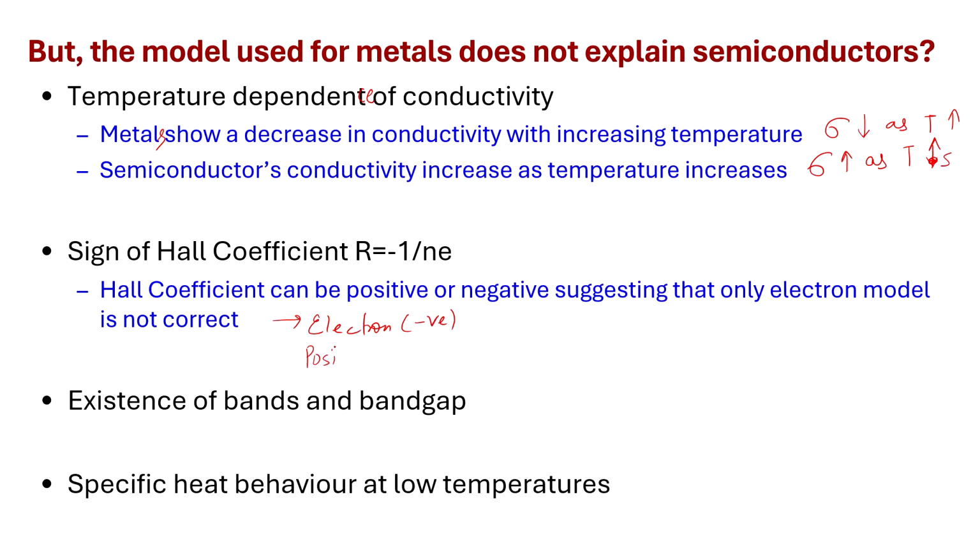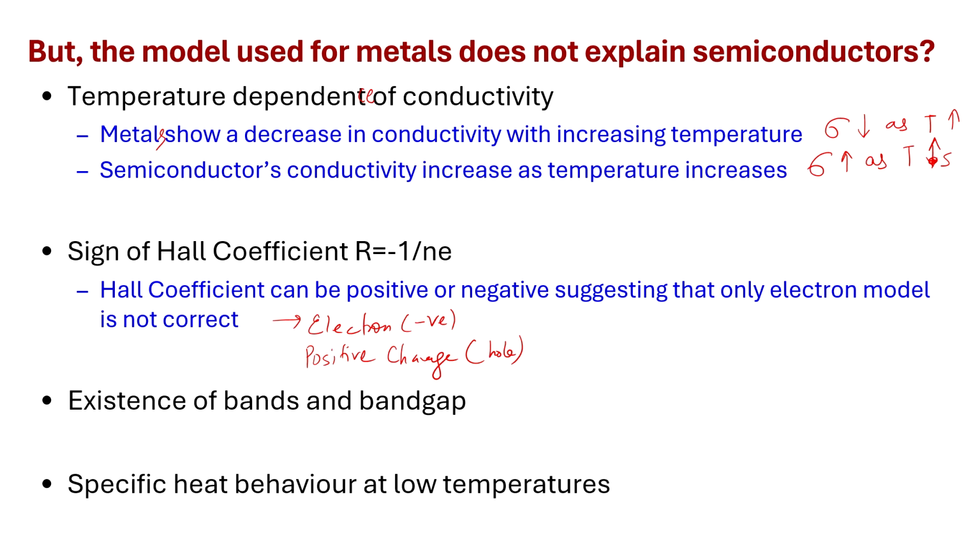Hall coefficient could be positive or negative, which suggested that it is not just electrons that take part in conduction, there is also another charge that takes part in conduction. So, this means that only the electron model does not work. You have to have electrons, which are negative charge, but you also have to have positive charge, which later was called a hole, that also takes part in conduction, and this could not be explained by classical theory.